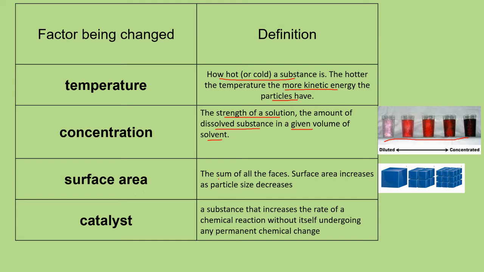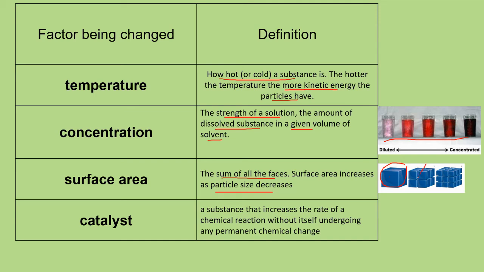So surface area relates to solid substances, and it is the sum of all the faces as the surface area. So the surface area increases as the particle size decreases. And we can see this, we've got one big particle here, and we've got these surfaces, as well as the ones we can't see in this 3D picture.